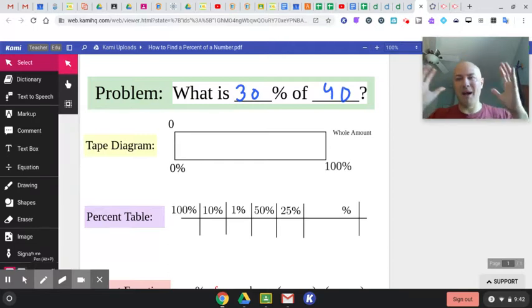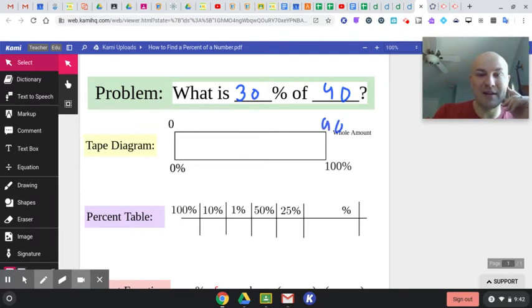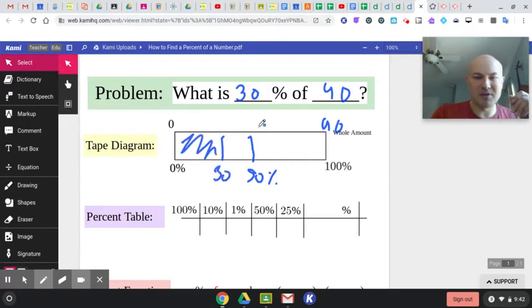40 is this amount, 40. And we want a piece of it. We want 30%, which is 30 hundredths. I'm not going to go over the tape diagram too much, but this is the picture of what we have here. 40 is 100%. That's right here. 50% we know is in the middle, right? So what they want us to find, 30, would be about there. So they want us to know there's 30%, right?